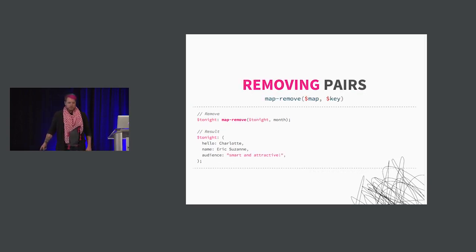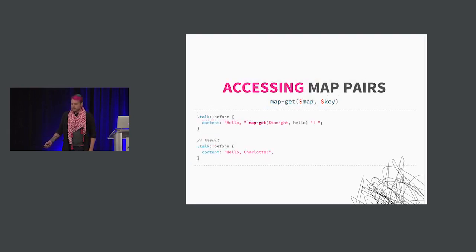There is a map remove, so if we need to take out key value pairs, we can do that. We just pass in the map and the key that we want removed. We can access pairs with map get. Just pass in the map and the key.